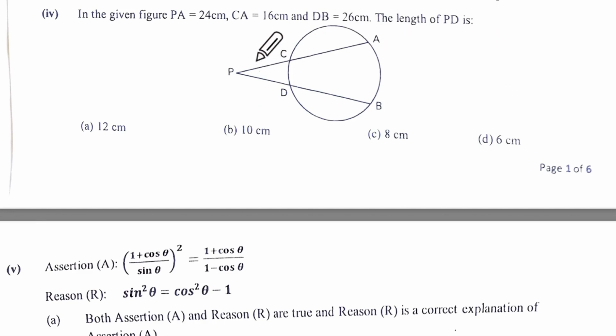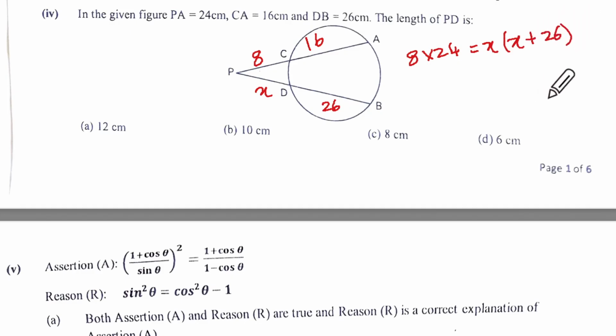This is 8, this is 16, this is x, and this is x plus... I think y'all are also sleepy, is it? What is this? The entire thing PB is x plus 26. DB is 26. So what we did was, 8 into 24 we should have done, is equal to x into x plus 26.